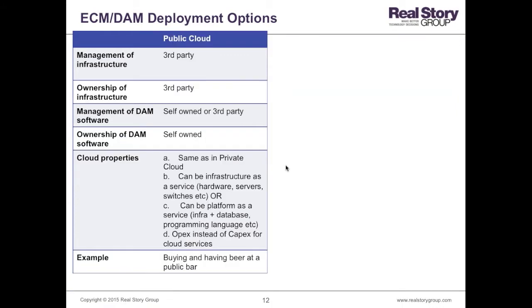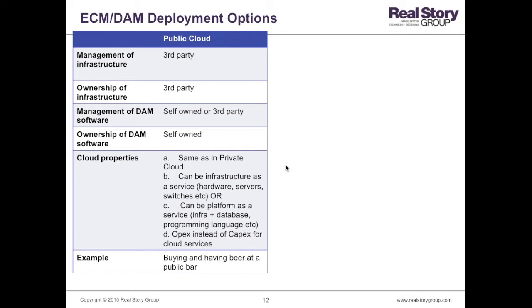Option number 3 is public cloud. In this option, you put your ECM or DAM setup in a public cloud service, like Rackspace, Amazon, or Microsoft Azure. So you typically use a third party owned and managed infrastructure, but the software itself is owned by you. Depending on your contract, this could be infrastructure as a service, meaning you rent hardware, servers, etc., or platform as a service, meaning you can rent databases, a development environment, even programming language, and so on and so forth.